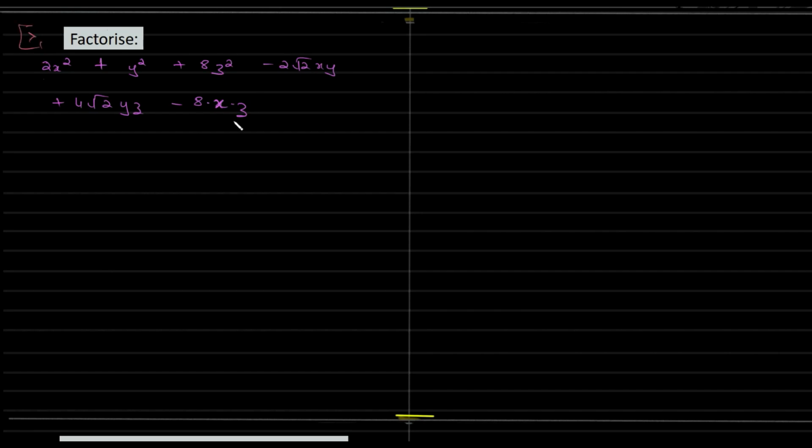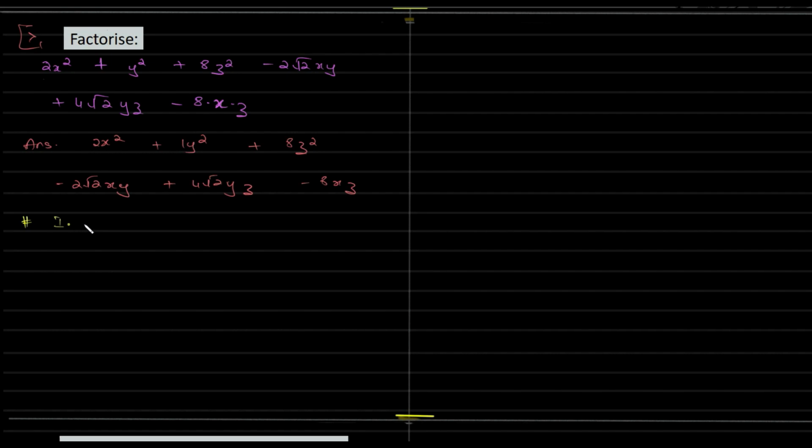Factorize this particular expression: 2x square plus 1y square plus 8z square minus 2 root 2 xy plus 4 root 2 yz minus 8 xz. It is weird, I'll agree. It's not an easy question, so I'm not asking you guys to pause.